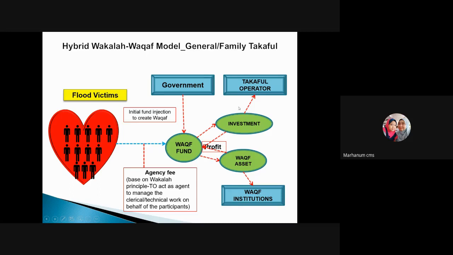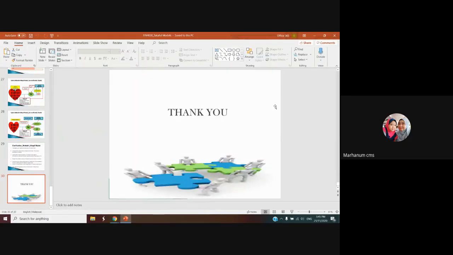Any fund managed by the Takaful operator, all the profit will be returned back to this wakaf fund. If in case anything happens to the victims here, a flood happens, like say nowadays, there's the monsoon season, floods may be expected to happen. Okay, so we can use this wakaf fund to pay for any losses that happen to the victims. Okay, so I think this is from my own research. Okay, so that's all for the Takaful model.